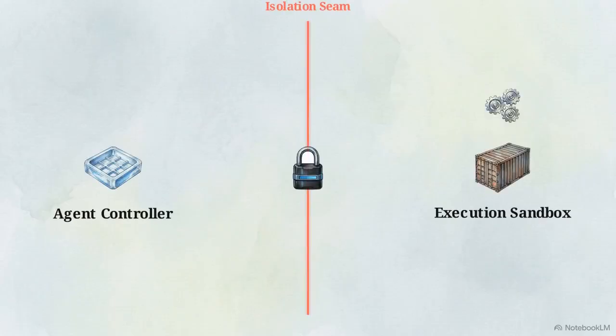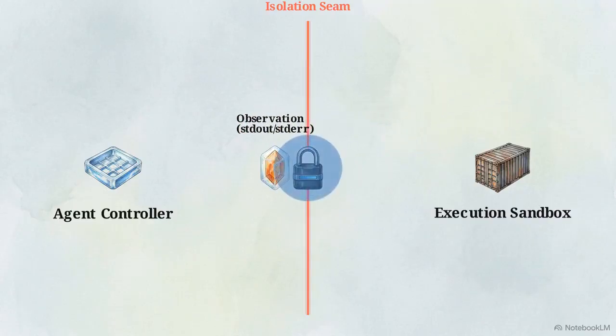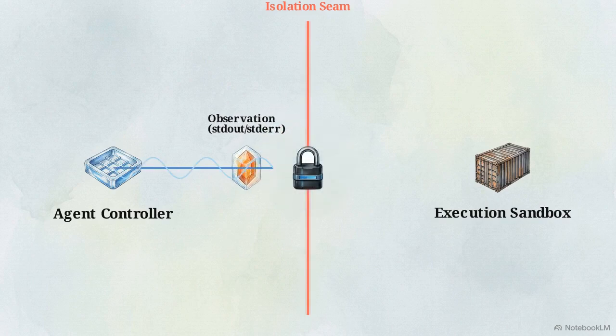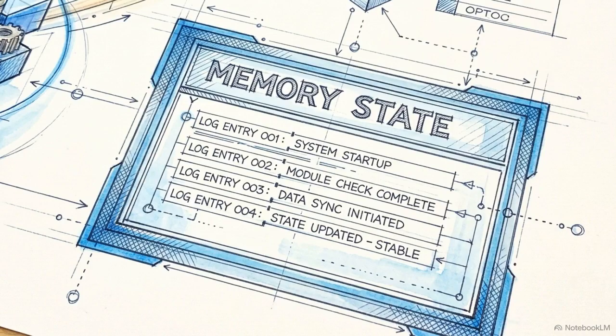The resulting standard output and error tracebacks are captured and transformed into an observation payload. This payload reverses direction, safely crossing the isolation seam. The data flows back up the asynchronous WebSocket channels directly to the AgentController. Receiving this observation updates the agent's internal memory state.